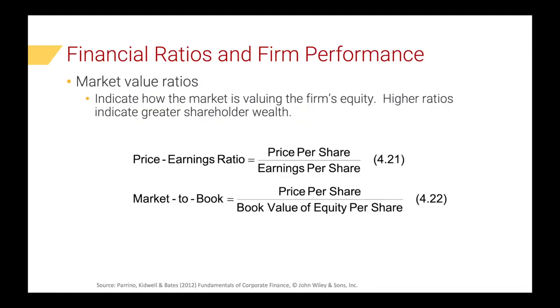Next, we have market value ratios. These indicate how a market values the firm's equity. Higher ratios are generally better for shareholder wealth. So your price to earnings ratio is calculated by price per share divided by earnings per share. And then your market to book ratio is calculated by price per share divided by the book value of equity per share.